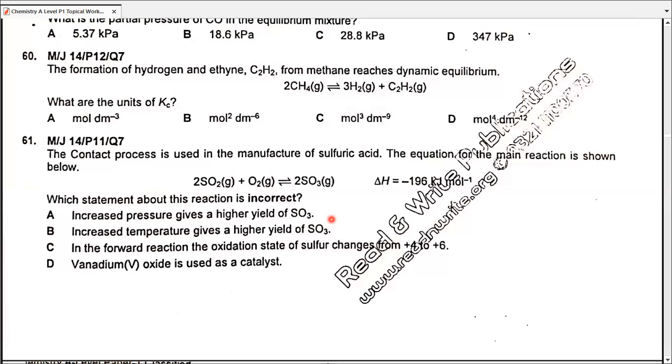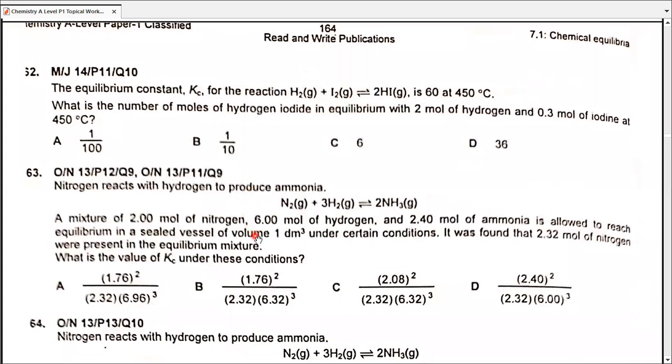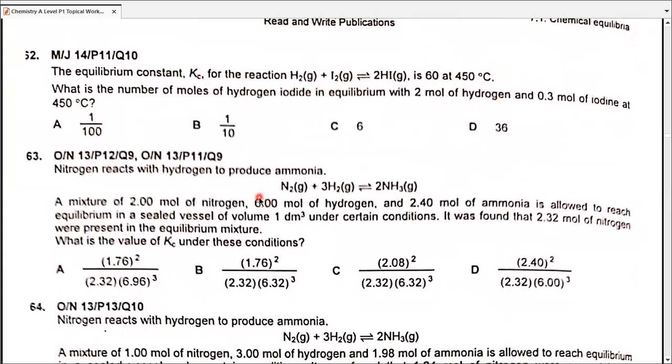Okay, so why is this still incorrect? Must be a reason behind it. Yeah, beta is incorrect, the statement, because the forward reaction is exothermic. So increasing the temperature would shift the equilibrium to the left, and there will be a lower yield of sulfur trioxide. Okay, good. Yeah, this one's good. 62. Go for it.